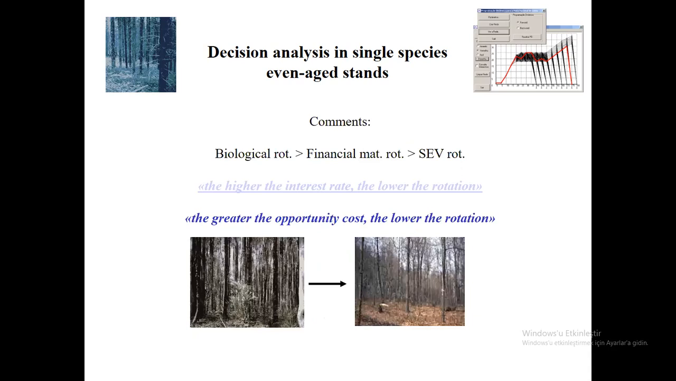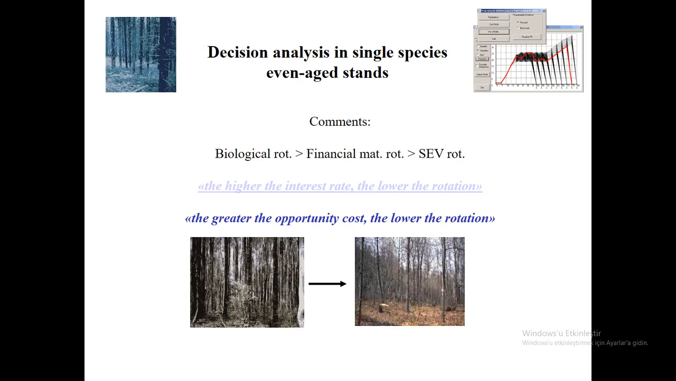Okay, some comments. Biological rotation is greater than financial maturity rotation, and that is greater than the soil expectation value rotation, okay? So the higher the interest rate, remember, the lower the rotation. We have an example: as we increase the interest rate from 3% to 7-8%, the rotation period becomes longer. As we decrease the interest rates, the rotation period becomes shorter. So the higher the interest rate, the lower the rotation period.